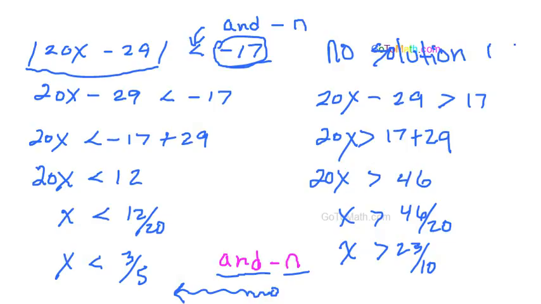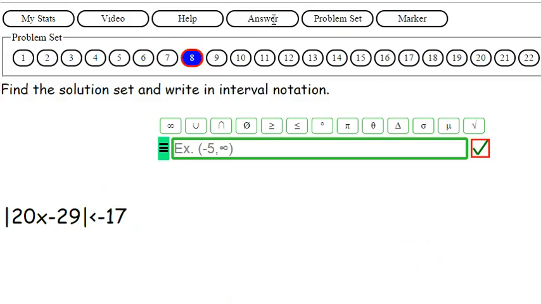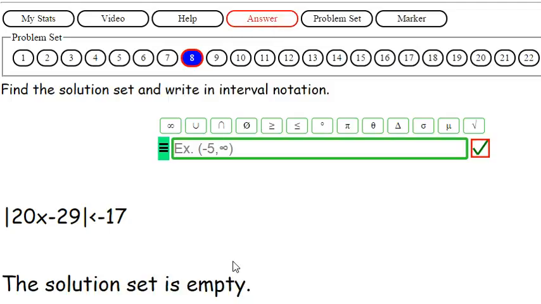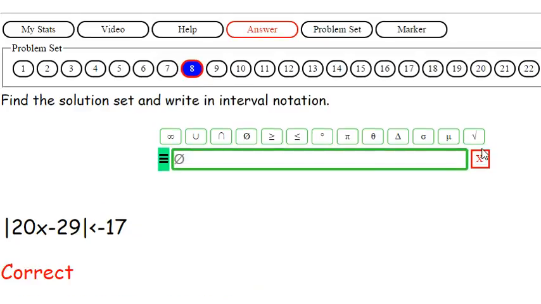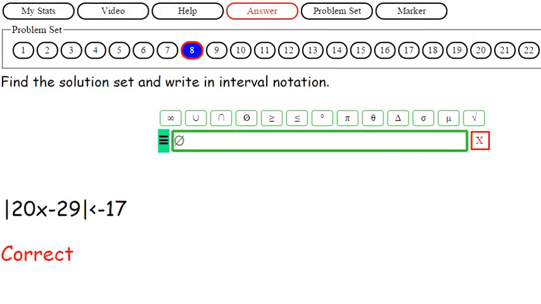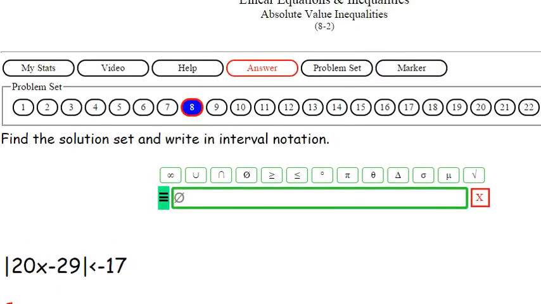Now there's really no way of writing this in interval notation that I know of, but there is a symbol. You can write it, or you can do squiggly brackets. So the solution set is empty. Up here you could just type that in. That circle with a line through it means empty set, and that's talked about in the section on sets, the very first thing. Okay, so there you go.